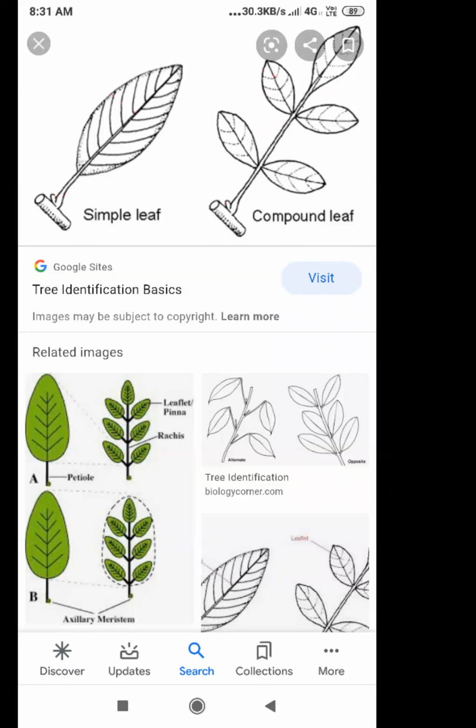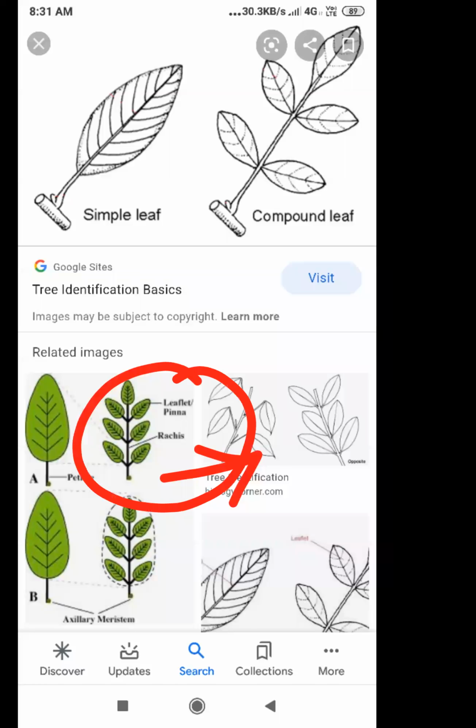Okay, so these are called leaflets. This is also a compound leaf. The center midrib is divided into leaflets, so we call such kinds of leaves compound leaves.